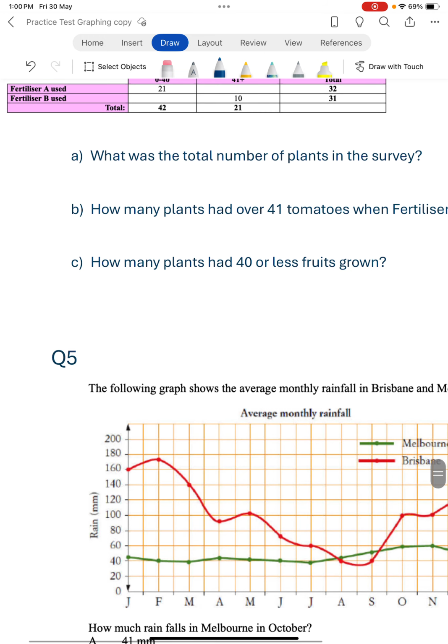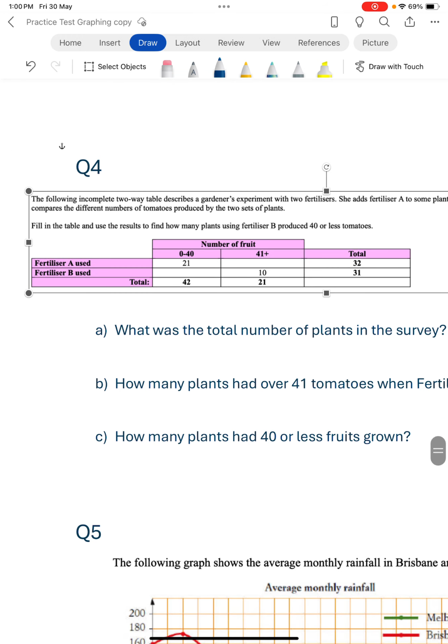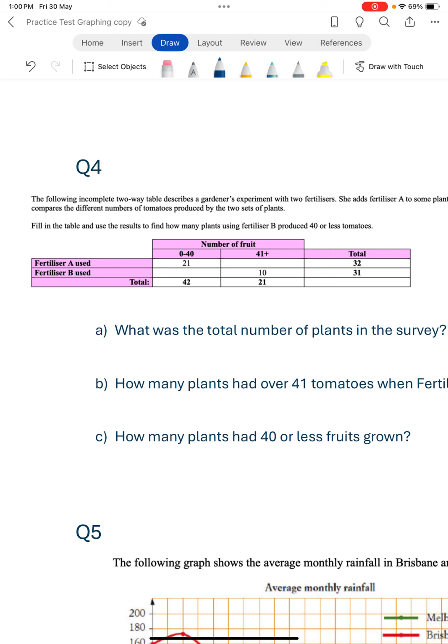Next up, we have our two-way table. Very nice. All right, two-way table. Remember, across from left to right, they're going to have to add up. So 21 plus something has to equal 32. That something is going to be 11. And then we can see 32 plus 31 in the totals. They have to add together to give us our grand total, which is going to be 63. And then last one here, 21, again, plus something equals 42. That something is going to be another 21.